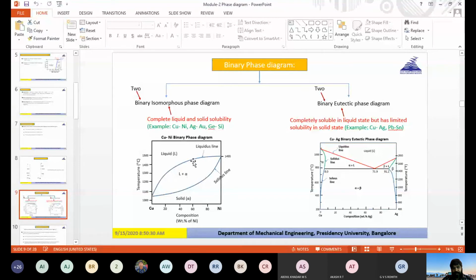When you join all these lines by taking different amounts of nickel, you are going to get this type of diagram. So below this line, everything is solid. Above this line, everything is liquid. Now what is the liquidus line? The line which separates the liquid region from the solid plus liquid region is known as the liquidus line. And the line which separates the solid region from the solid plus liquid region is known as the solidus line.